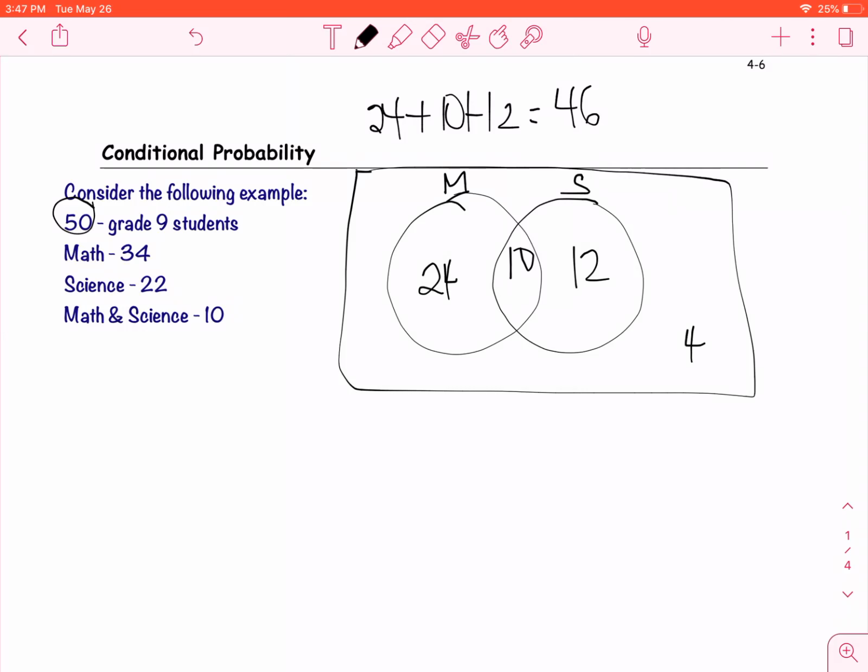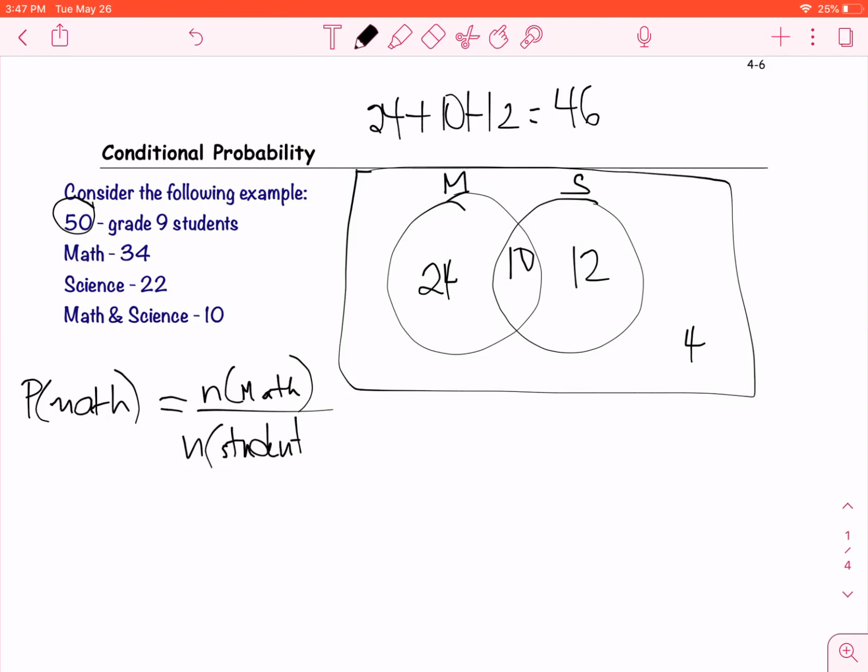All right, so let's find the probability of students who like math out of those who are interviewed. Any basic probability is taking the total number of students that you're interested in divided by the amount of students, in this case, that were surveyed.